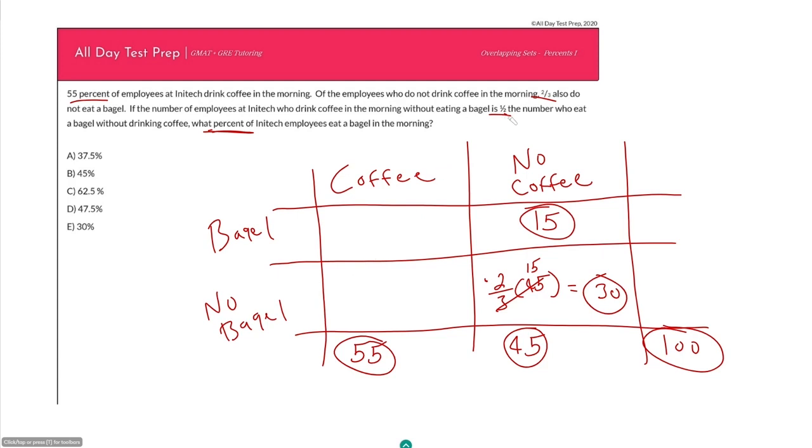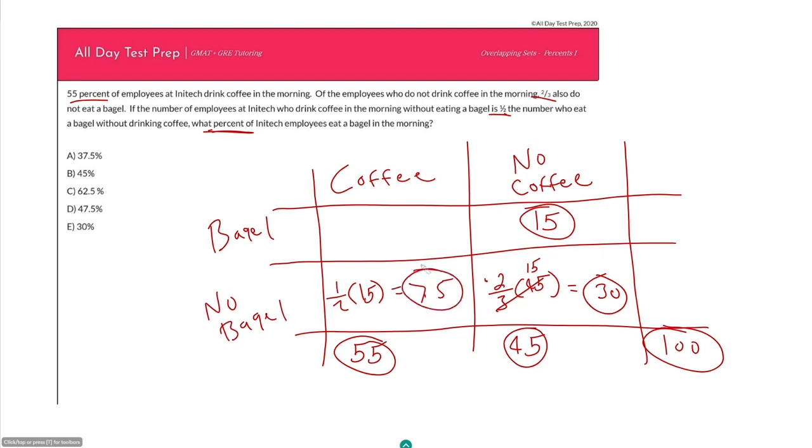Don't worry if that happens. It does not necessarily mean you made a mistake. It's okay, because remember, these numbers are numbers we just made up. All that matters is that everything is in the correct proportion. So the fact that 1/2 of these 15 people fit into this group, coffee with no bagel, is 1/2 of 15, which is 7.5 people.